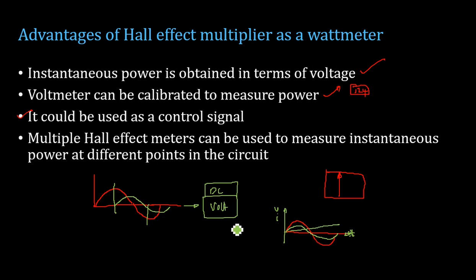In such a way we can indicate the value of power in terms of a simple voltage, which can be further used as a control signal, or as an indicating signal for indicating the instantaneous value of power consumed in the circuit. So that is how this Hall effect multiplier works as a wattmeter. Thank you.